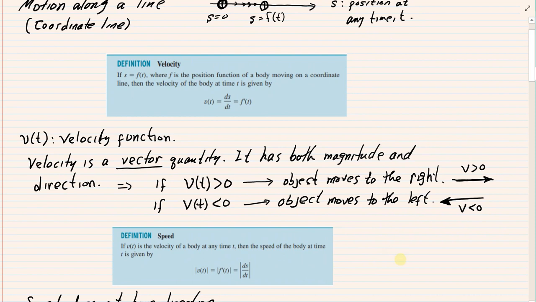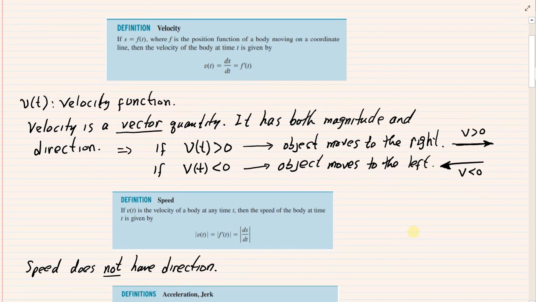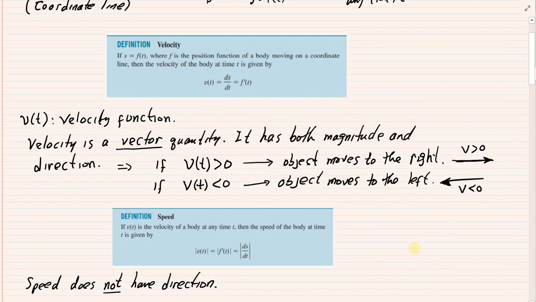So if it's the speed that you're thinking of, then we need to talk about the absolute value of the velocity function. And that gives you the speed. Now speed has only magnitude but no direction. Okay, so with the speed, like how fast were you going? I'm doing 60 miles an hour.